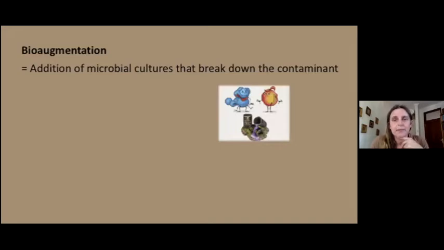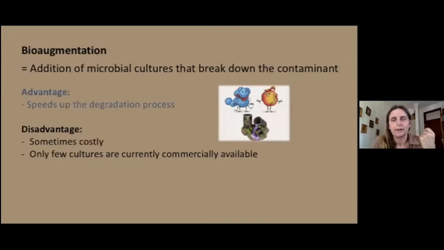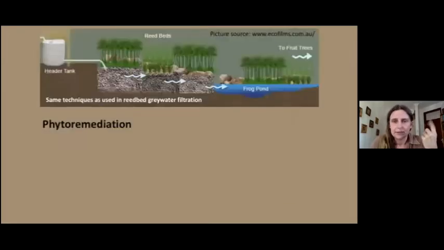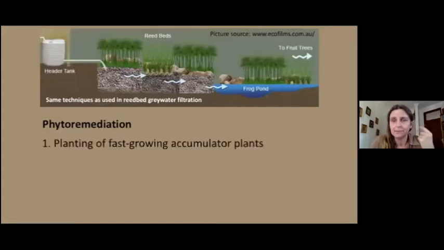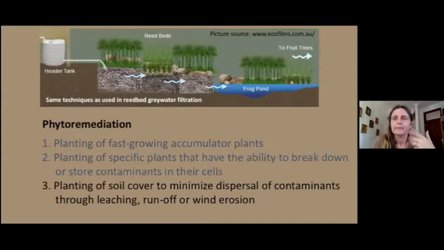Bioaugmentation is a special case of bioremediation where microbial cultures are added to the soil to speed up the process. The difficulty is that these cultures can be expensive and they're not always available. The other strategy, phytoremediation, employs plants that have either the capability to accumulate large amounts of toxic substances without suffering damage themselves, or that can break down such substances. And as I mentioned before, this can also just be a simple plant cover used to hold contaminants in place to avoid the spread over a larger area.